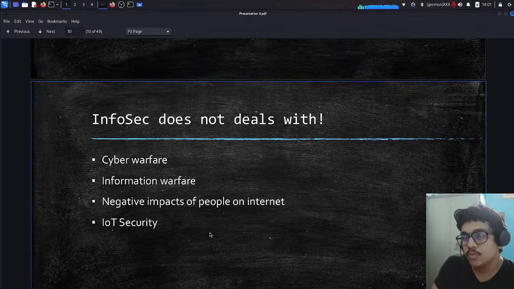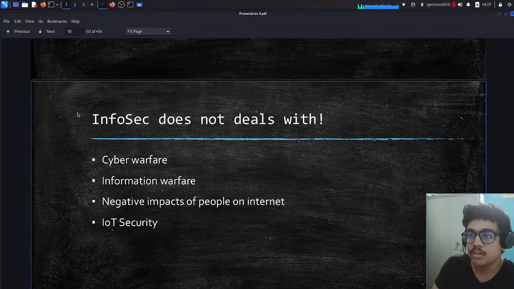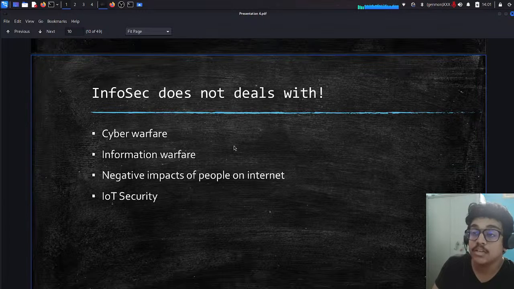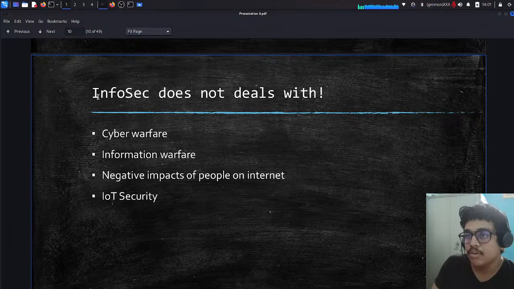Let's move to another topic: what information security does not deal with. So what does information security not deal with? That is cyber warfare. The information that is present in the online world, information security does not have the right to protect it. We have a separate branch for it, that is cyber security.